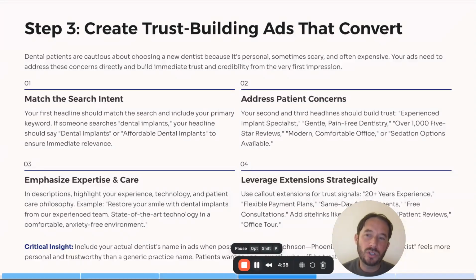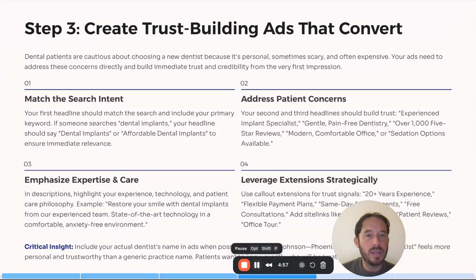So the first step here is to match the search intent. The first headline should match the search and include your primary keyword. If someone is searching, for example, dental implants, your headline should say dental implants or affordable dental implants to ensure immediate relevance to that search.